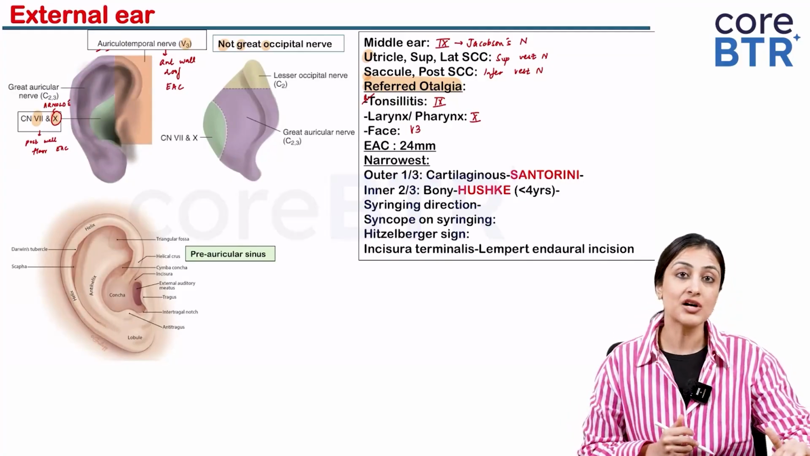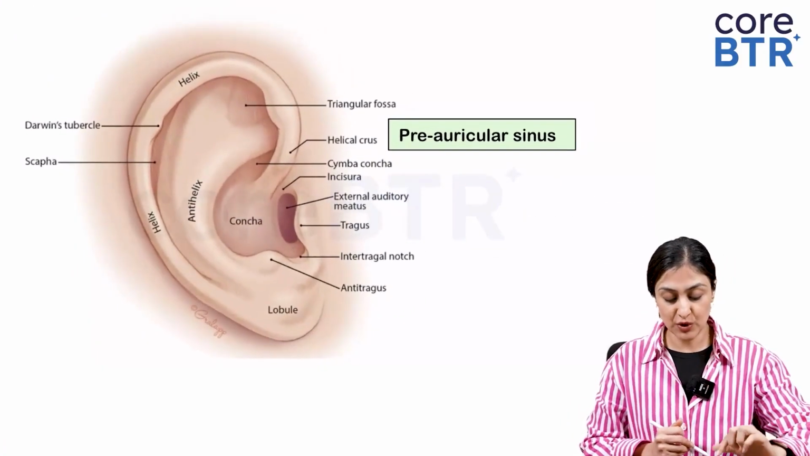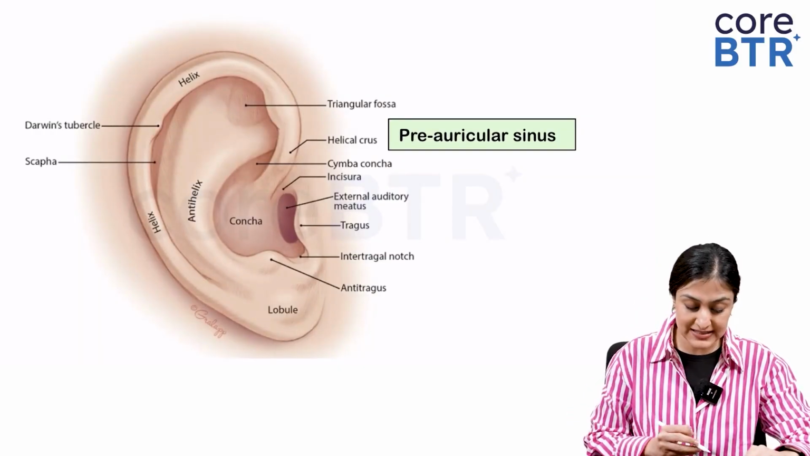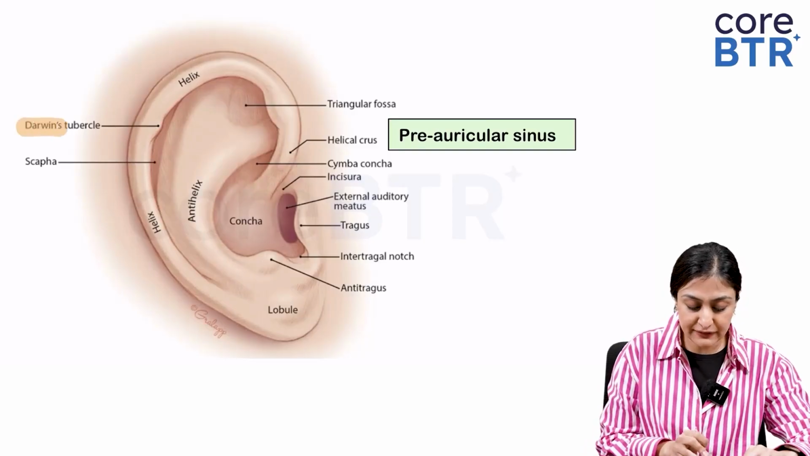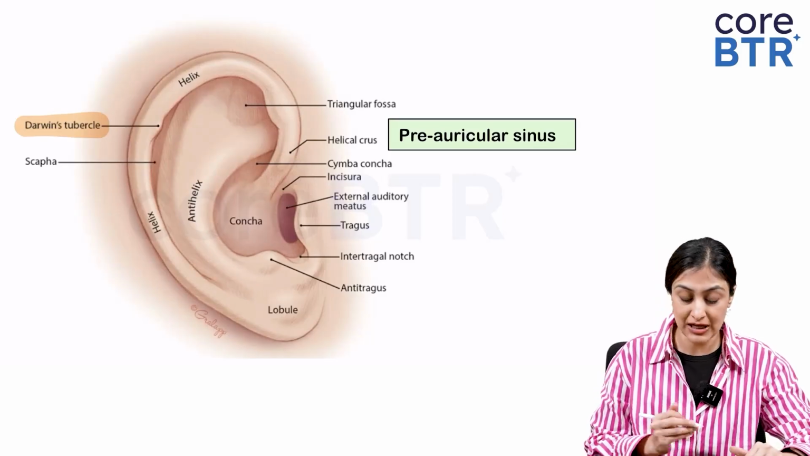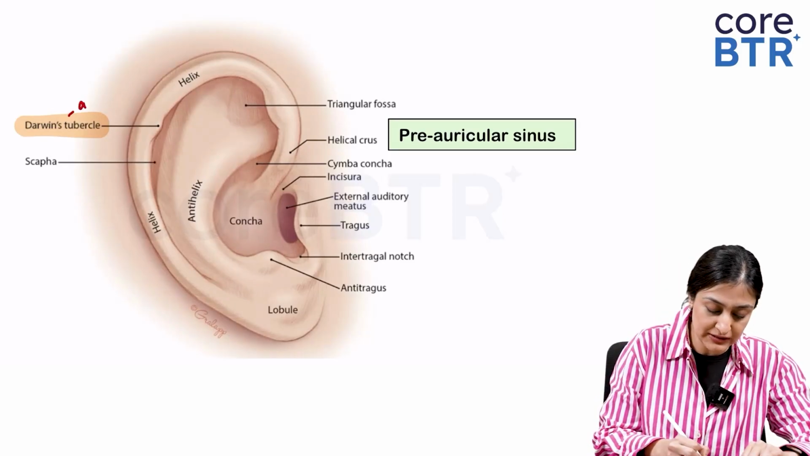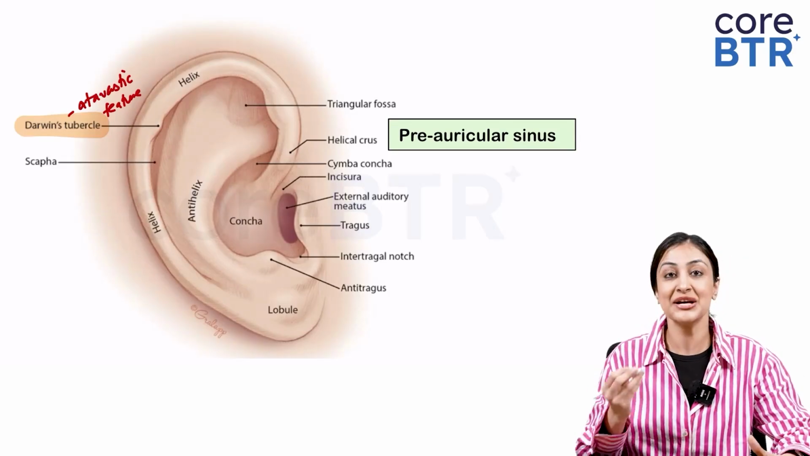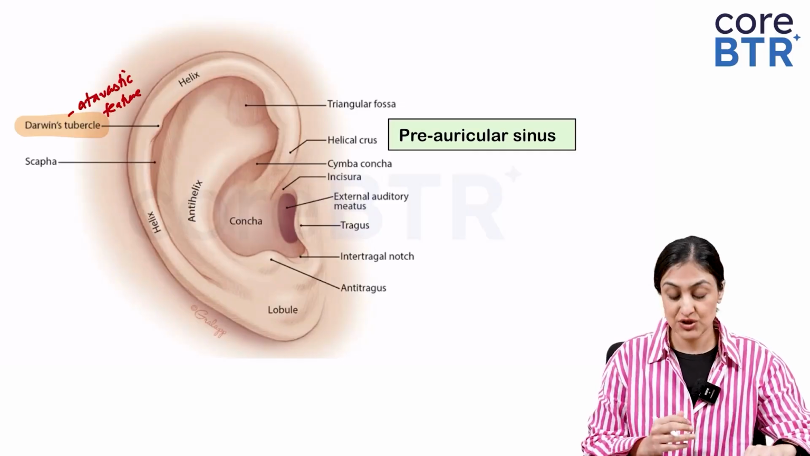Let's do some parts of the external ear here. So what are the important parts? You know this curved part here is the helix. Here there is an atavistic feature. It's a remnant, which is a Darwin's tubercle, very common. So this Darwin's tubercle, no significance. It is an atavistic feature. With evolution, we have gotten rid of it. Some people are less evolved, so they may have it. Okay, so that is Darwin's tubercle.